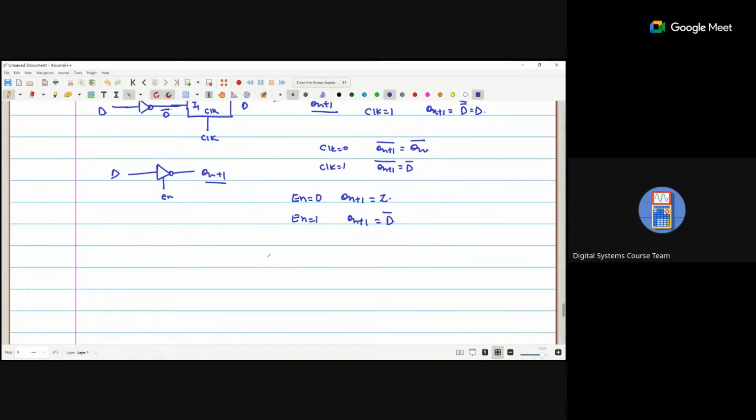Okay. So if we compare these two equations, one side is this one, and the second side is this one. So we can say that enable is equal to clock. The work that enable does will be the same work the clock does. So this is my clock. In place of enable, I use the clock. D, Qn plus 1.